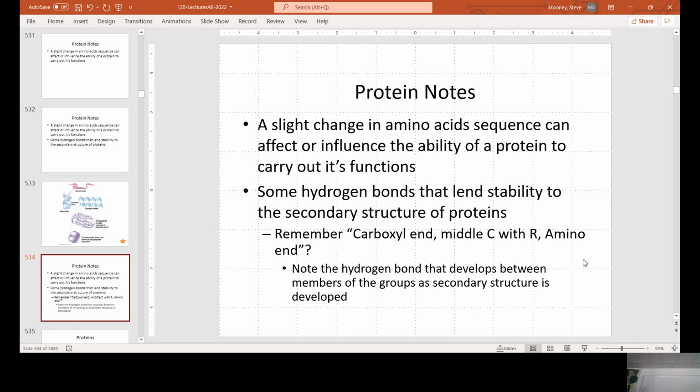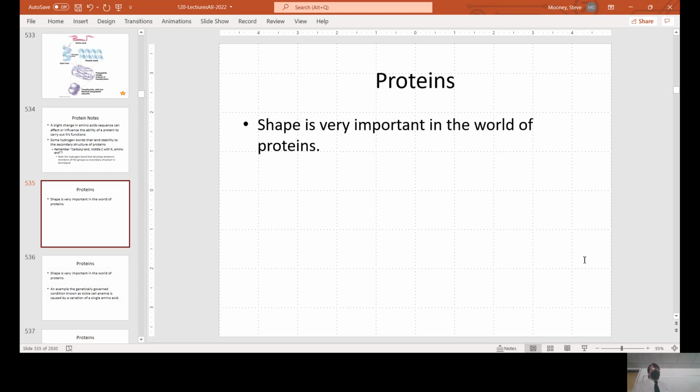So those hydrogen bonds, the reason tape tends to be sticky, one of the reasons, hydrogen bonding, helps stabilize that secondary structure, those coils and those sheets. So as I've alluded to, shape is very important in the world of protein. Whatever the shape is will determine ultimately what it can and can't do. So once it's folded up, we have a fairly stable shape that happens very, very quickly, in a fraction of a second.